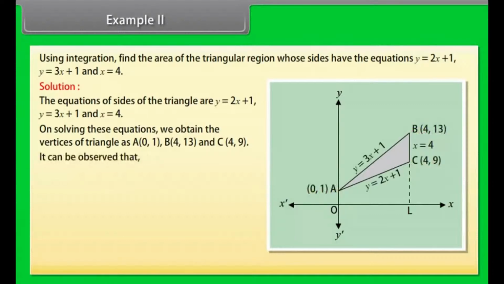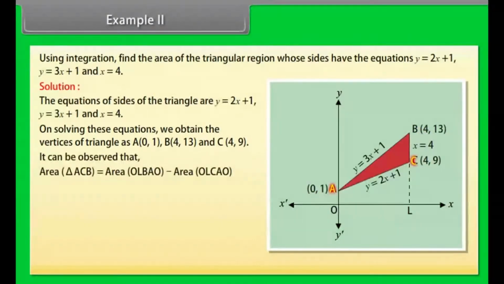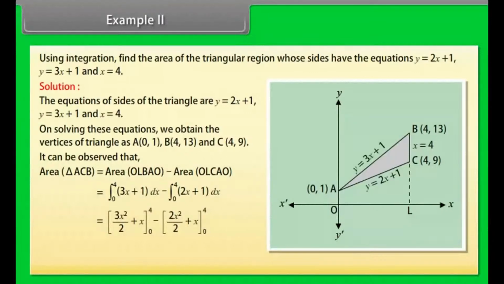It can be observed that area of triangle ACB equals area of OLBAO minus area of OLCAO. That is, integral from 0 to 4 of 3x plus 1 with respect to x minus integral from 0 to 4 of 2x plus 1 with respect to x. By solving, we get area of triangle ACB equals 8 square units.